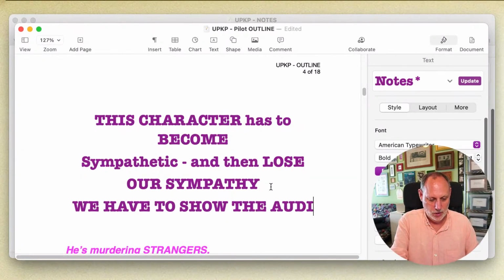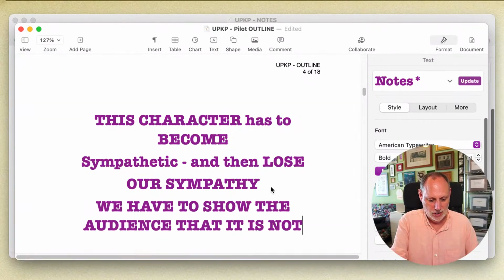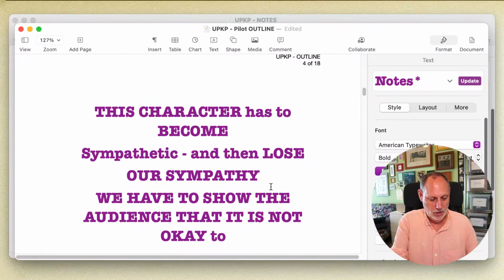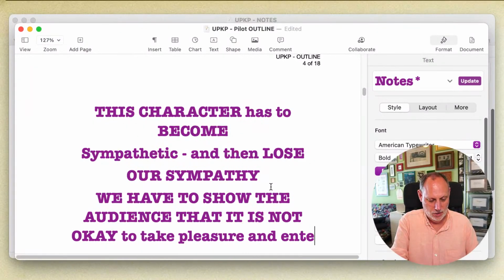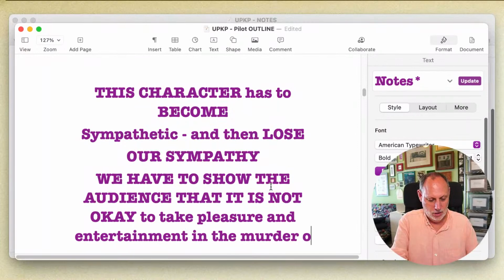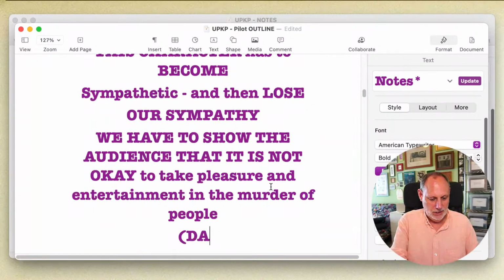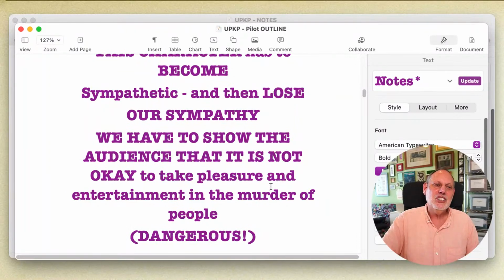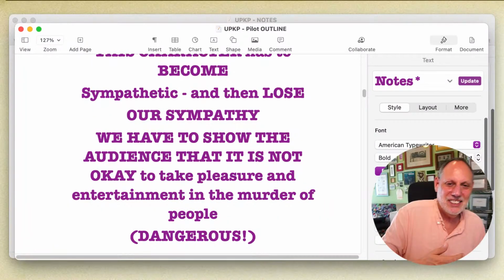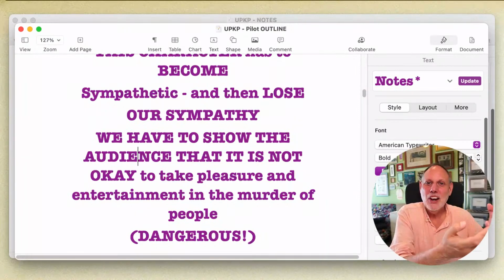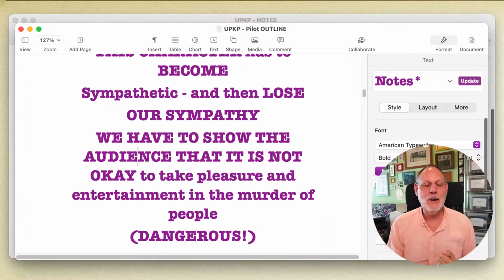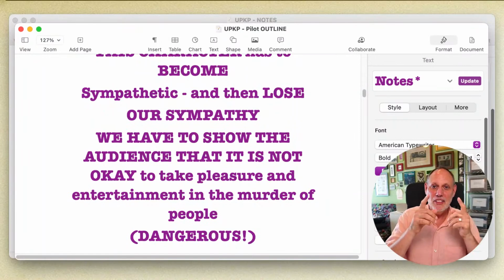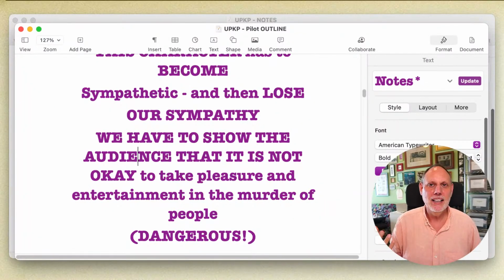To show the audience that it is not okay to take pleasure and entertainment in the murder of people. Dangerous. It's dangerous to do this because we're doing it. We are entertaining people with a murder story, and yet I want at a certain point to say, that's bad. Am I risking insulting the audience? Sure. Am I risking being hypocritical? Sure. But it's a worthwhile ambition to me.